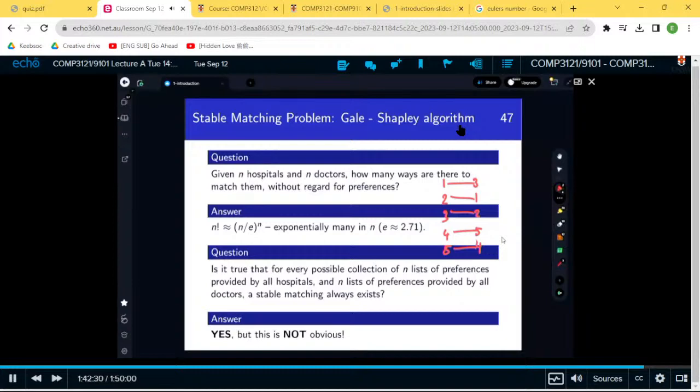But it's not even clear that a stable matching always exists. So there are two issues here. One is, does there even necessarily exist a stable matching? And the second one is, can you find one efficiently, with a polynomial time algorithm? The Gale-Shapley algorithm resolves both of these questions because it gives us a polynomial time algorithm that is guaranteed to produce a stable matching.